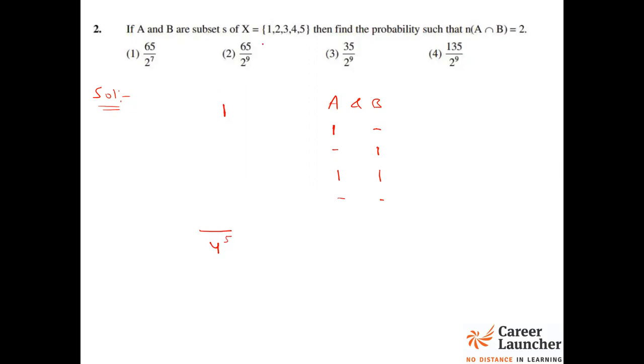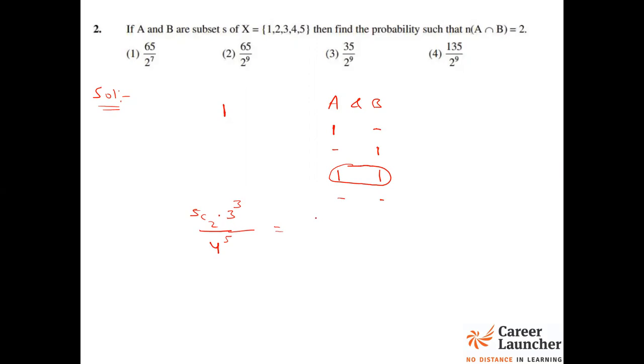Now out of these 5, any 2 elements should be present in both. So out of the 5, select any 2 which will be present in both, 5C2 ways. Next, the remaining three elements should not be present in both. So they can be present in any of the remaining three ways, only A, only B, or neither, which can be possible in three ways. So there are three different elements, so that can be possible in 3 power 3 ways. So this will be the number of favorable cases.